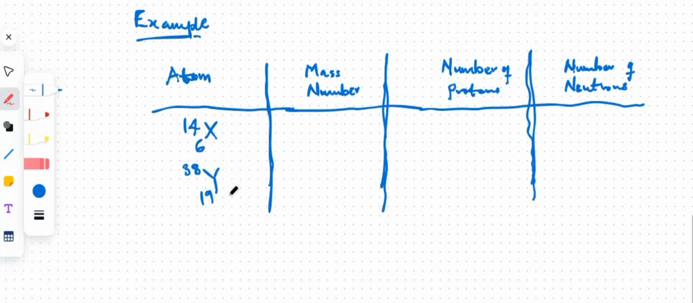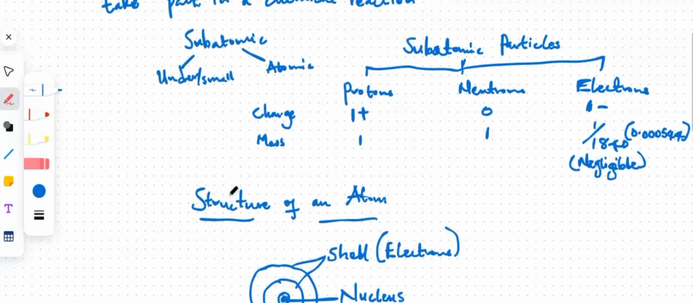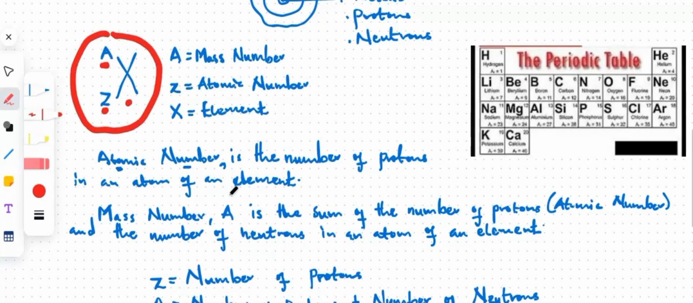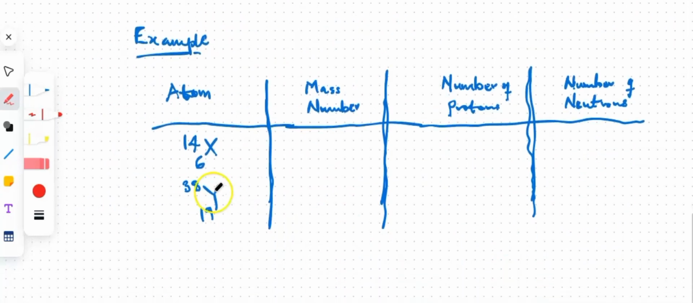So if you remember from what we said earlier, we said an element is presented like this. We have A as the mass number, Z as the atomic number, and X as the element. So this is how they represent an atom, showing the atomic number, the mass number, and the element. So let's come back. You can see a similar representation here.